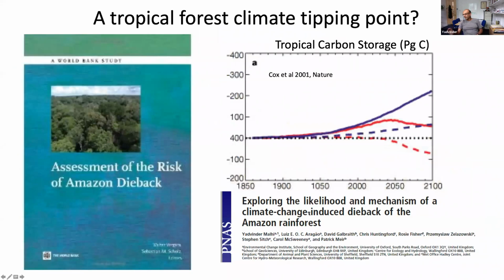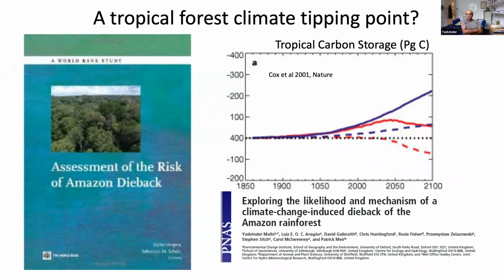But one of the most iconic of these potential boundaries is around tropical forests, and this was first highlighted by modelling work around the year 2000 by Peter Cox and others, where they used the first generation of coupled biosphere atmosphere models, where the biosphere properties fed back to the atmospheric properties. So therefore, you could have these feedback mechanisms appear.